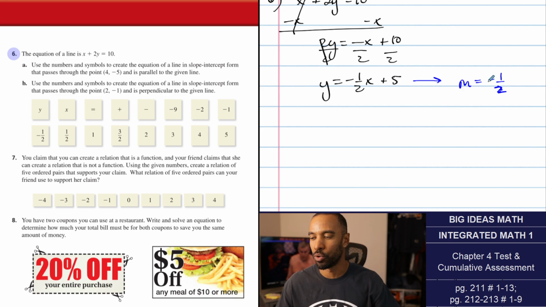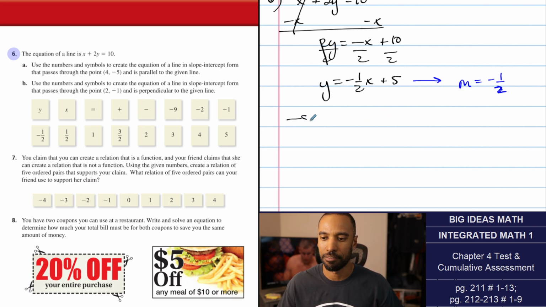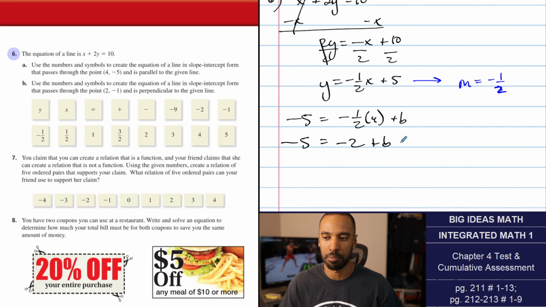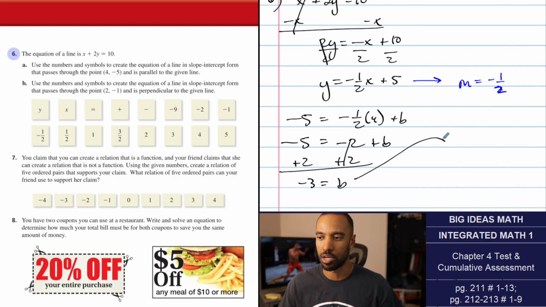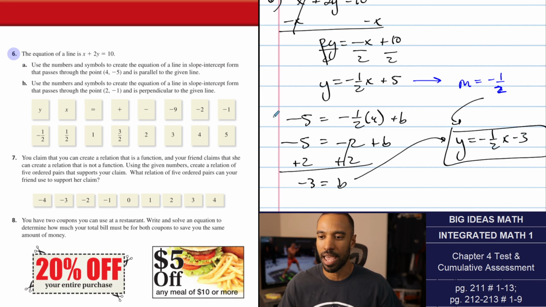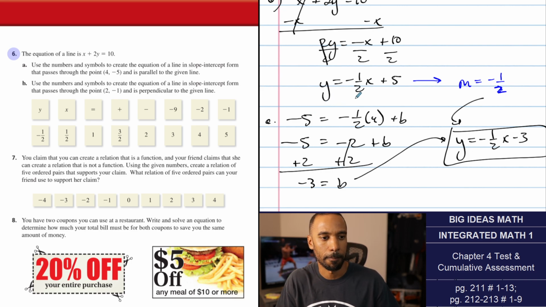We need to go through 4, negative 5. So if I substitute negative 5 for y and 4 for x, I can get b. We literally just did this with the other problem as far as solving for b, plugging in some values. Add 2 to both sides, you get a b value of negative 3. So our equation with this slope and this y-intercept will be y equals negative 1/2 x minus 3. That is part A for this question here.